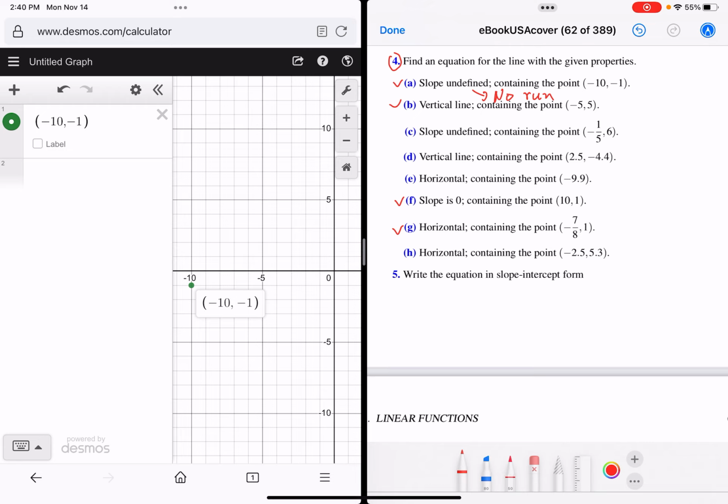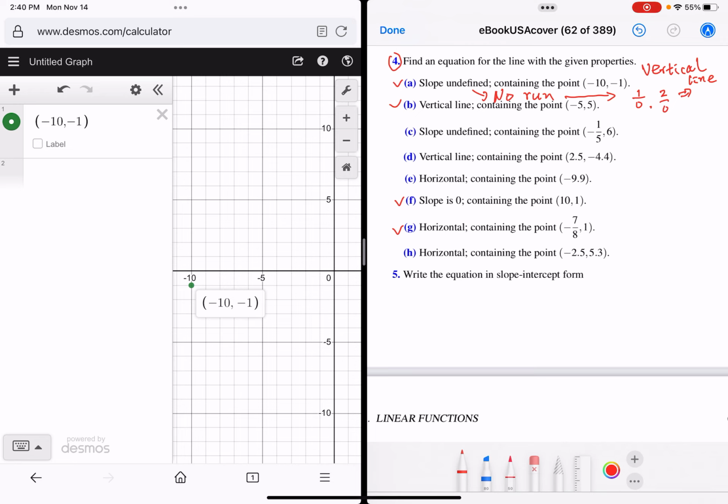No run means the x change is 0. Y can be any value, so you may say 1 or 2, whatever you do. This basically tells us it's a vertical line. Okay, vertical line.